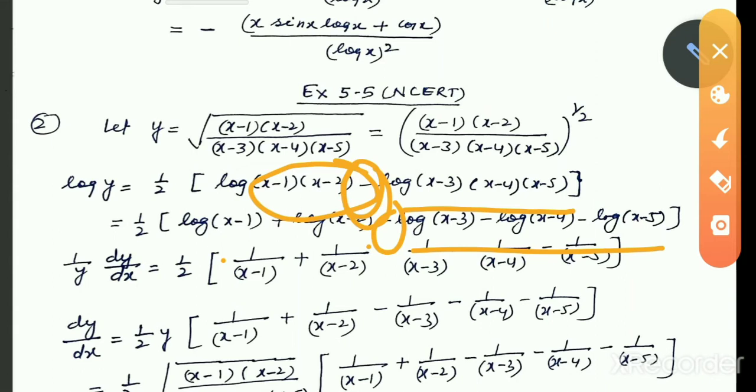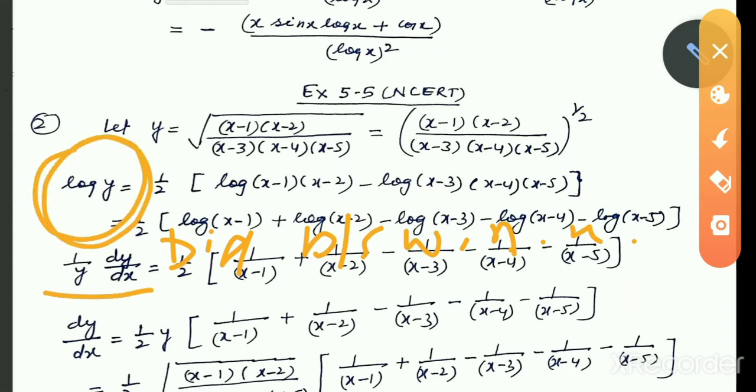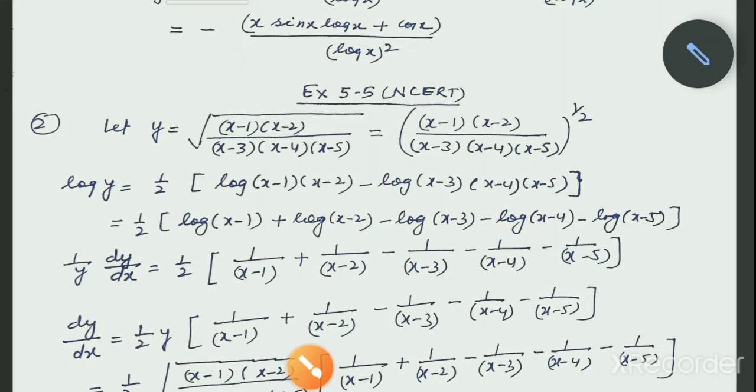Now differentiating both sides with respect to x. The derivative of log y will be 1 upon y dy by dx, which is equal to 1 upon 2 times 1 upon x minus 1 plus 1 upon x minus 2 minus 1 upon x minus 3 minus 1 upon x minus 4 minus 1 upon x minus 5, because the derivative of log x is always 1 upon x, in natural base.